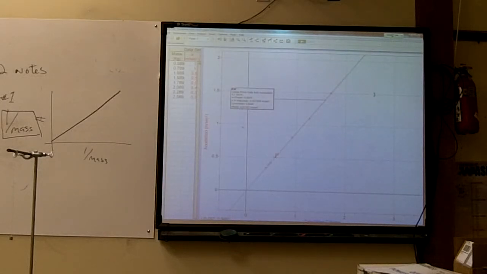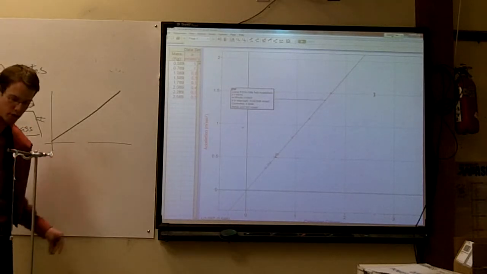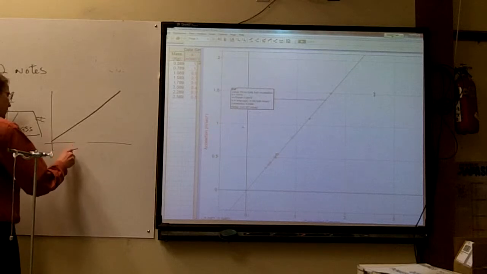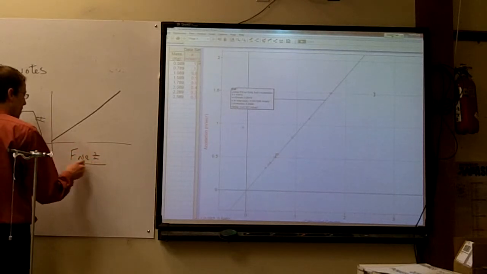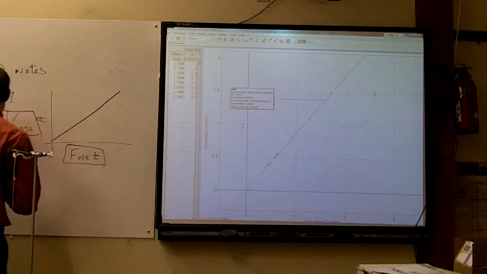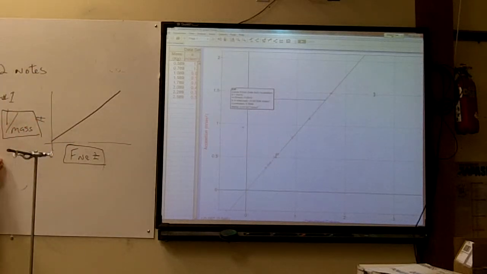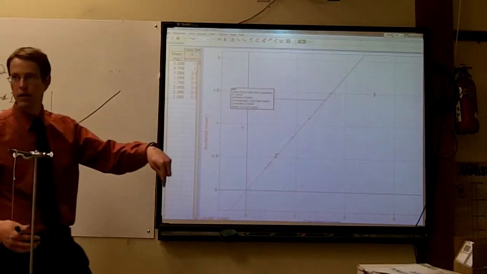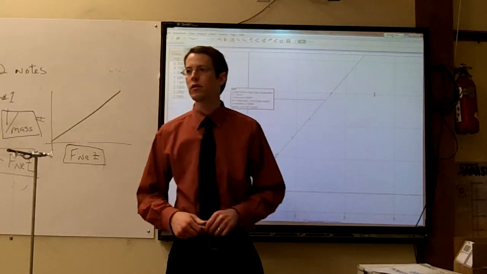So what we have there is we have acceleration on one side. We have net force down here. And we have a proportional. So acceleration is proportional to force net. So the more we put down the hanging, the more acceleration we had.